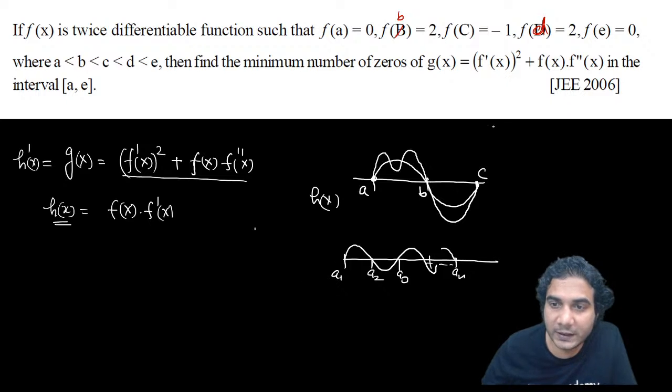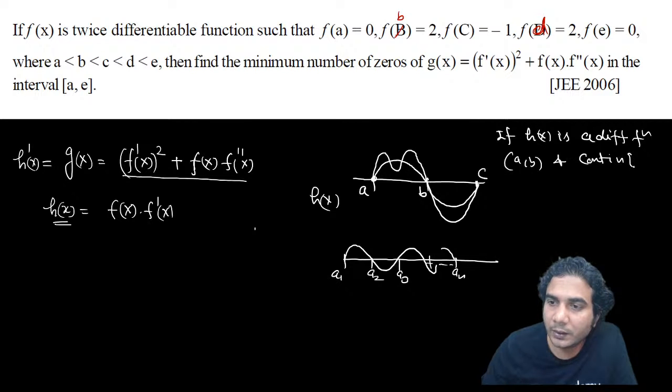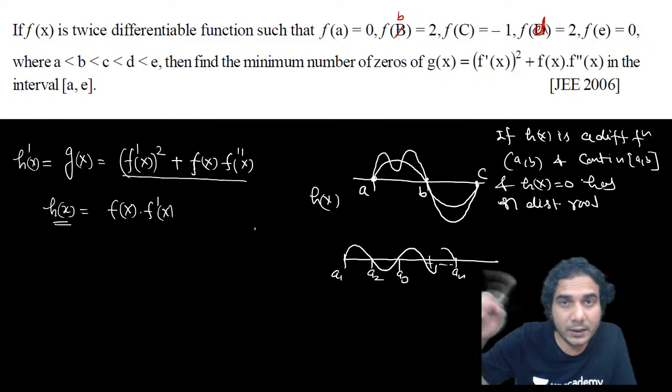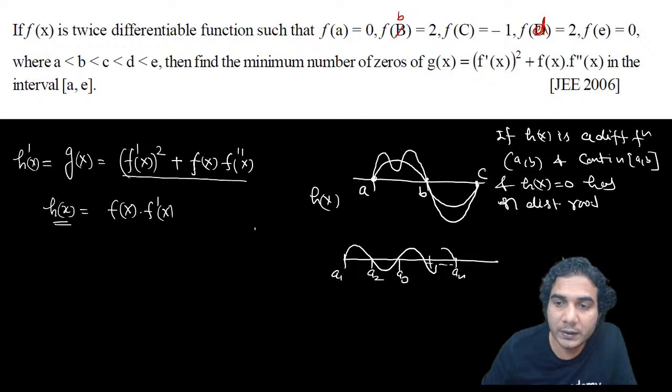What is the statement? I'm writing it here. If h(x) is a differentiable function in some interval a to b, and continuous in the closed interval a to b, and h(x) equal to 0 has n distinct roots. Distinct, why am I saying distinct? Because between two distinct roots you'll get one root of h'. So n distinct roots in a to b.